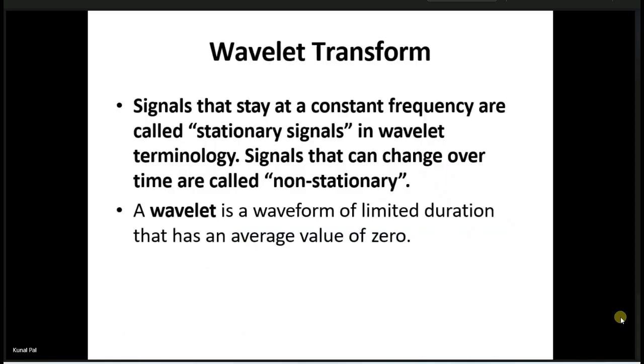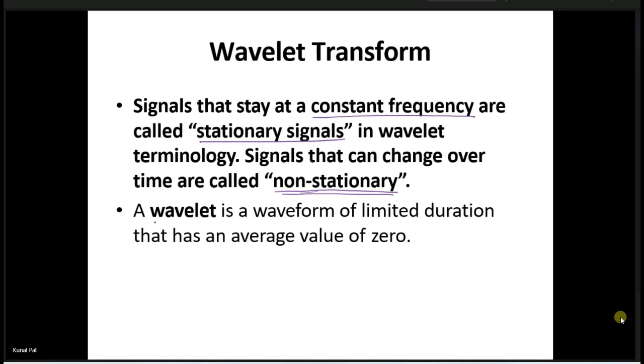Now let's get to the next topic, the wavelet transform. In the wavelet transform, we basically consider that the signals are non-stationary signals. Okay. And in our last class, we discussed what stationary signals and non-stationary signals are. The signals that stay at a constant frequency over a period of time are called stationary signals, and the signals that can change over time are called non-stationary signals. Okay.